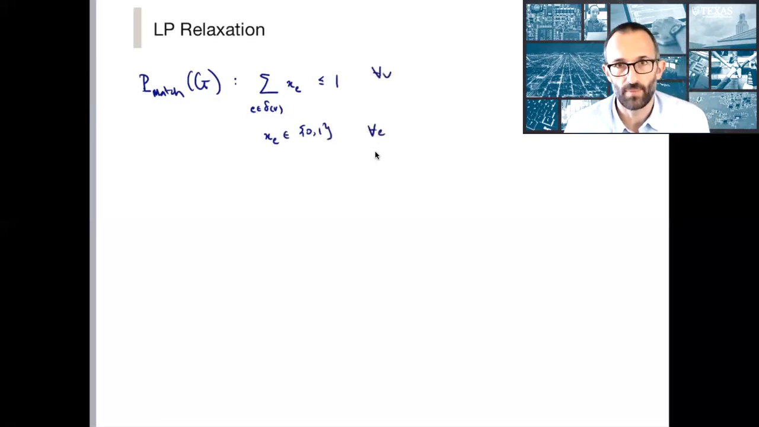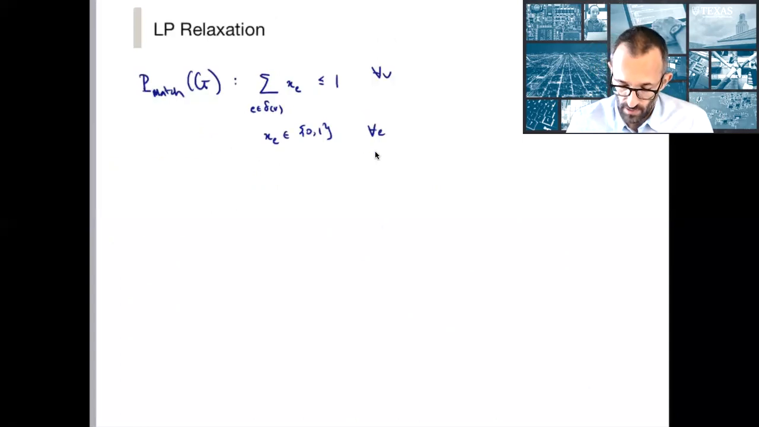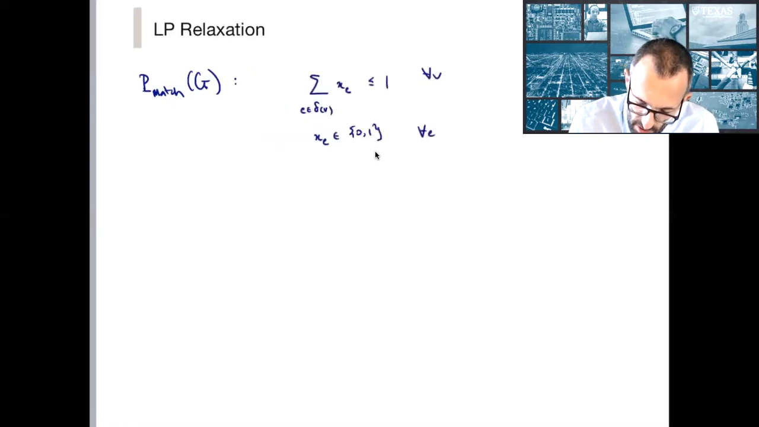So all I basically did is write out coordinate-wise what these incidence vectors chi_M are, and say which ones are allowed. Flipping back, you can see that this is the only requirement on chi, other than that all of its entries should be either 0 or 1. I've been a little sloppy here. This P match is the convex hull of all of these vectors.